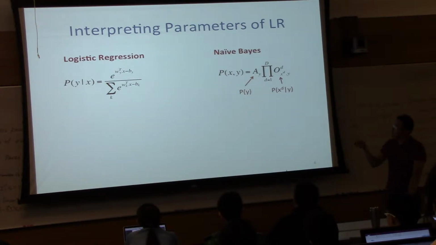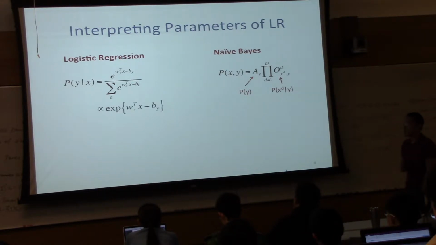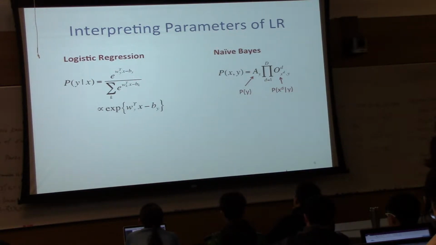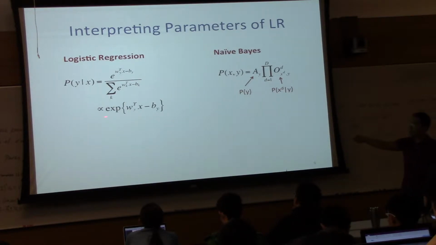On the other hand, in logistic regression, every single parameter does not necessarily correspond to some probability in a clean way, right? So if we just look at the exponent, the numerator of the logistic regression probability function, it's this guy. Given an x, the denominator is constant, right? Because it sums over all possible y values, y equals k, right?